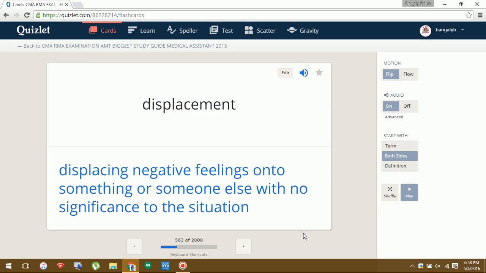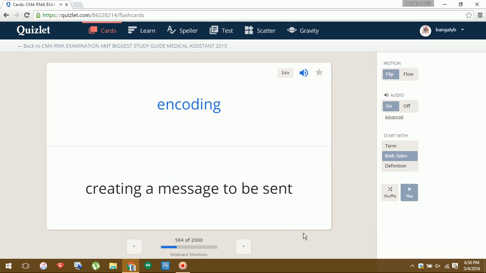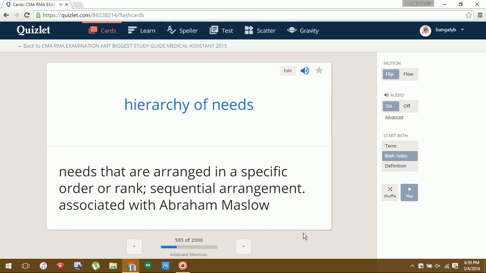Displacement. Displacing negative feelings onto something or someone else with no significance to the situation. Encoding. Creating a message to be sent. Hierarchy of needs. Needs that are arranged in a specific order or rank, sequential arrangement associated with Abraham Maslow.